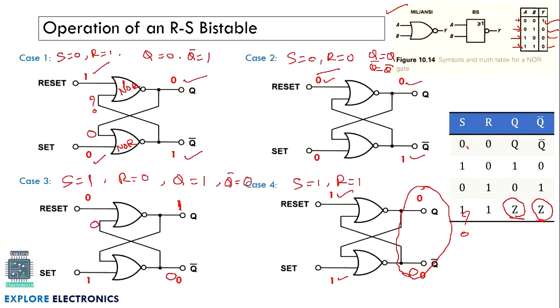In the other cases, when S is 0 and R is 0, it is holding its state. That's why we are writing Q and Q bar the same as it is. The previous values will be held. There is no change. When we are giving 1 from S and R is 0, we are setting the output Q equal to 1 because of this 1, and Q bar will be 0. When S is 0 and R is 1, the Q output is reset to 0, and Q bar is complementary to that. When S is 1 and R is 1, it is the indeterminate state. Okay, we can't determine that.